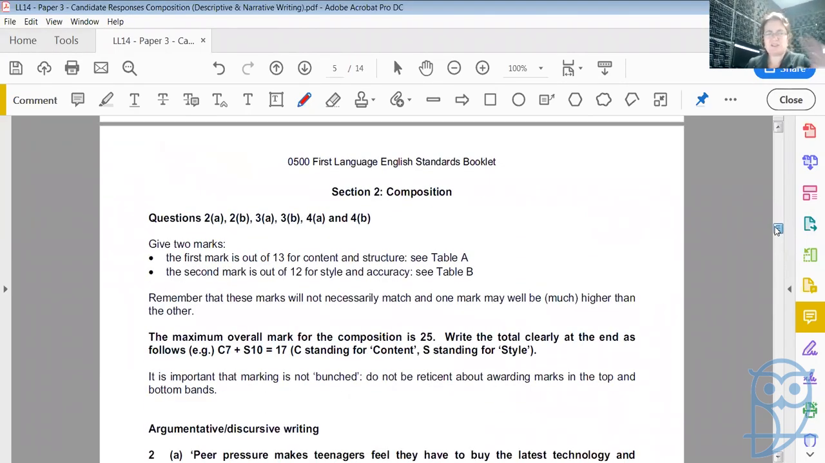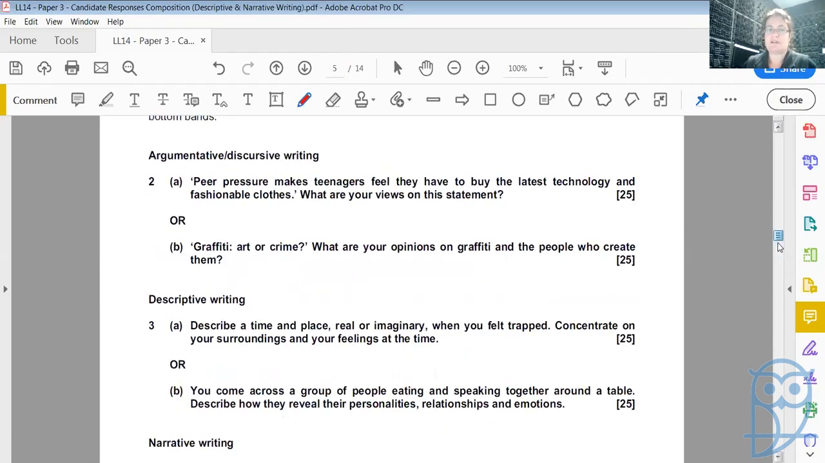Okay, so you can read this for yourselves about how they mark you, but essentially this second part that we're going to focus on is you get 12 for style, and you get 13 for content and structure. Remember, that is what your ideas are and how you order them, how you put them across. And then 12 for style and accuracy: grammar, punctuation, sentence structure, etc. Okay. So you can have a close look at that for yourselves.